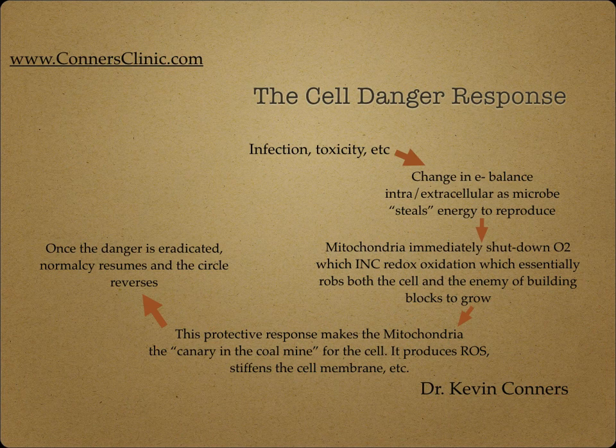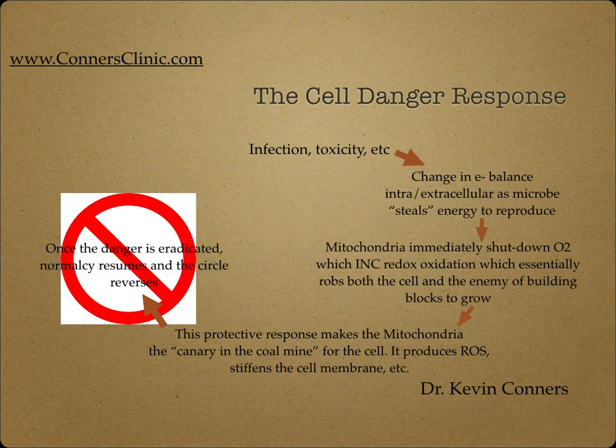This is what can then damage the DNA and send this person into a cancer condition. So it becomes very serious. So at the end of this set of arrows, it says once the danger is eradicated, normalcy is supposed to resume, and the cycle and the circle reverses. But the problem is that when the danger doesn't go away, when we have a chronic subclinical infection.